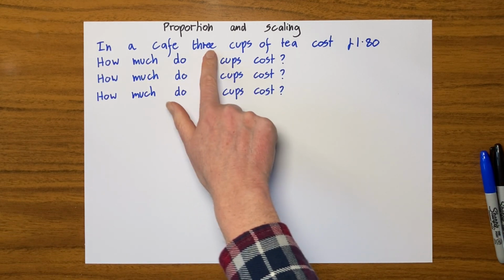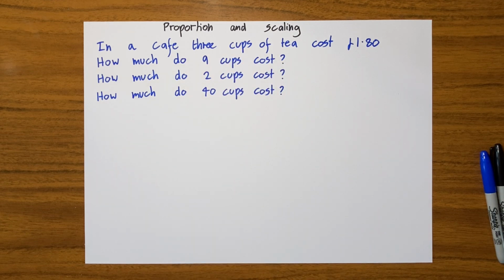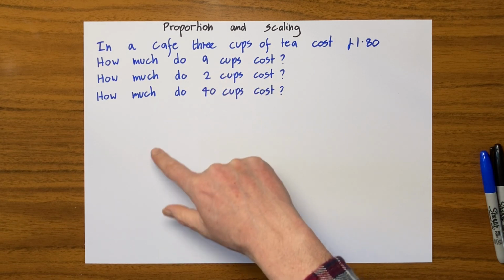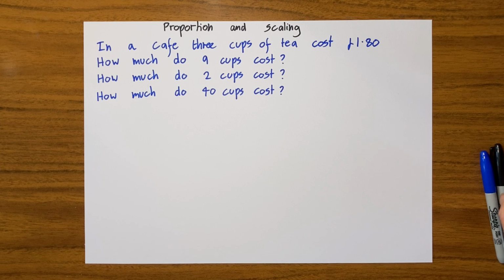So in a cafe, 3 cups of tea cost £1.80. So we don't know what the price costs for 1 cup, so that makes these questions a bit tricky. And what we're going to look at is how we find out how much do 9 cups cost, how much do 2 cups cost, and how much do 40 cups cost.